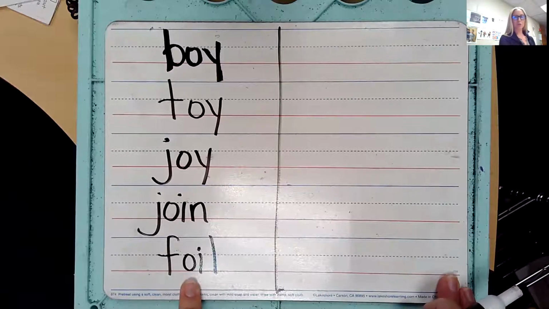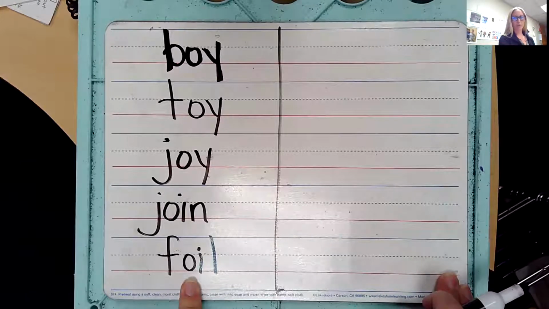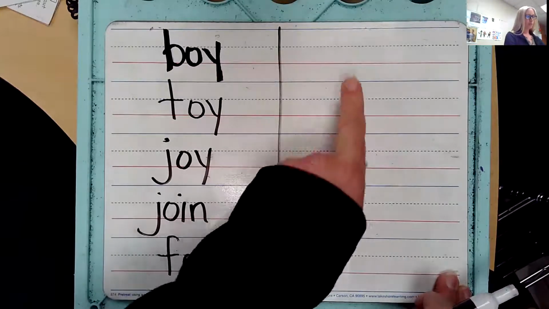It could also mean to trick someone. I think about if you watch a show or read a book with a good guy and a bad guy, a good character and a bad character, sometimes the plot gets foiled or tricked or changed. Foil. Okay, I'm going to move up here.